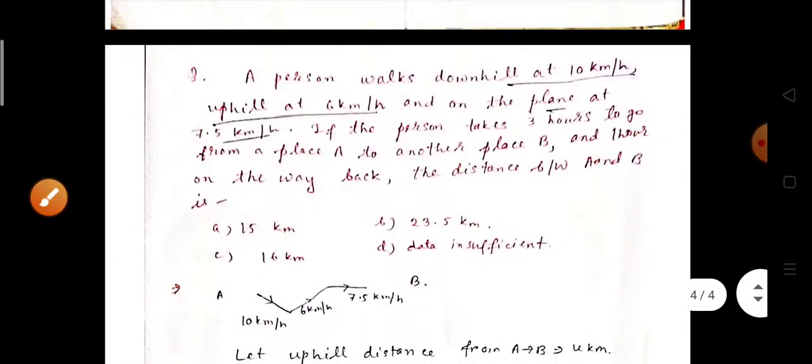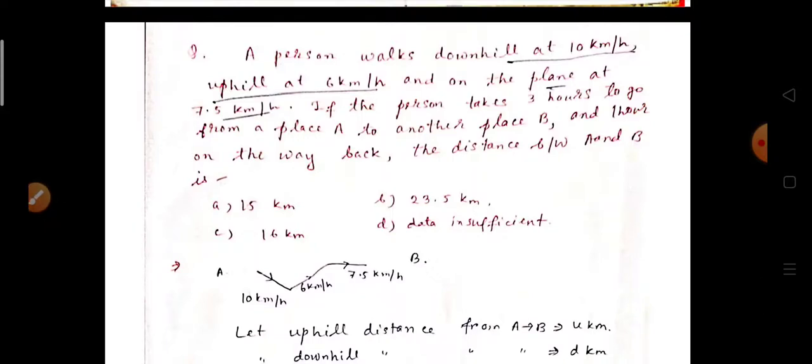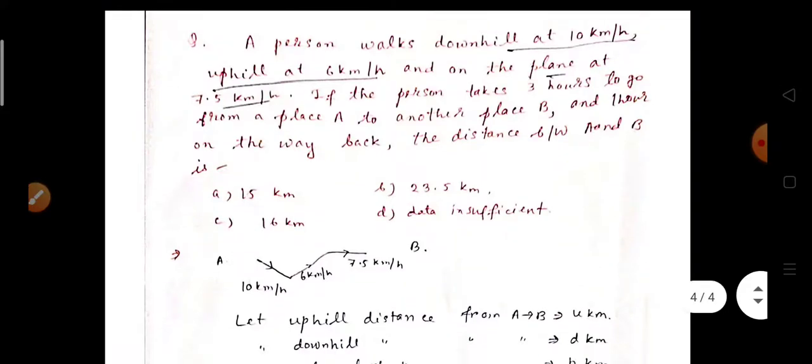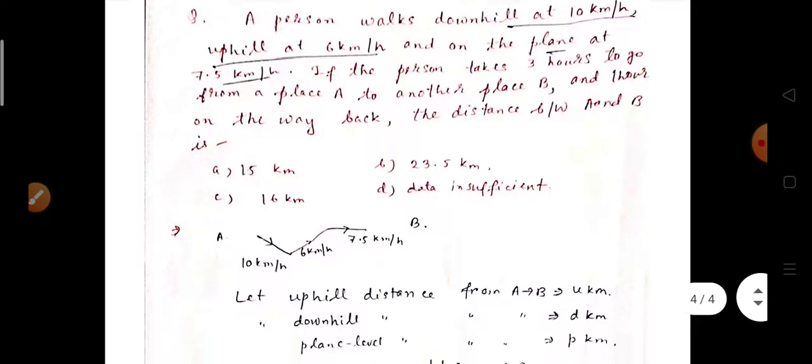Okay. Now let's get to the next question. A person walks downhill at 10 km per hour, uphill at 6 km per hour, and on the plane at 7.5 km per hour. If the person takes 3 hours to go from a place A to another place B and 1 hour on the way back, what is the distance between A and B?